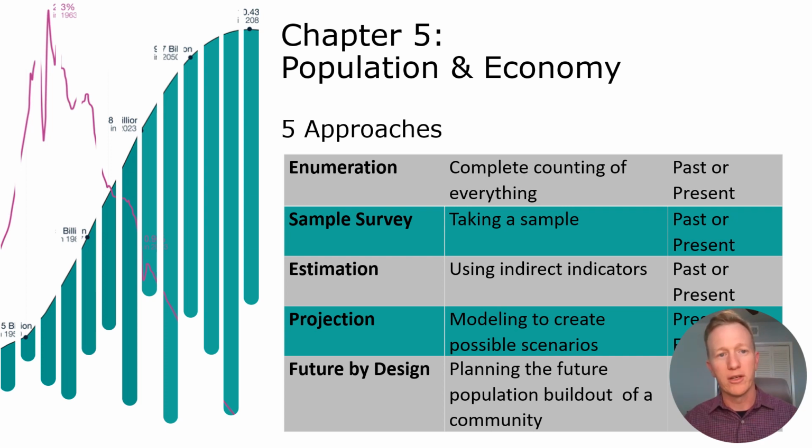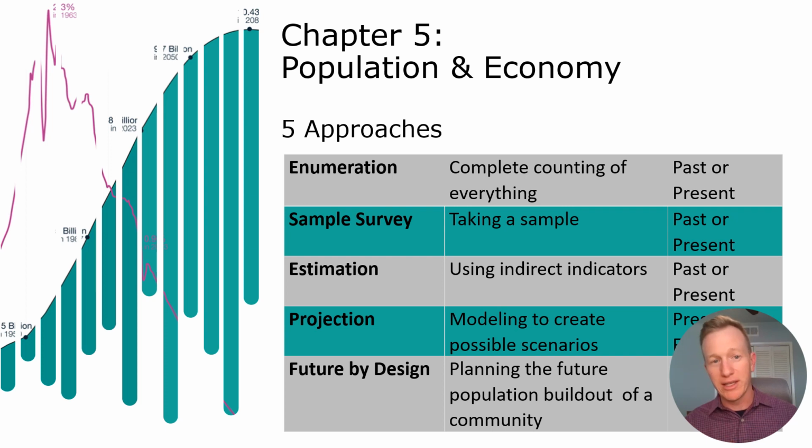That's enumeration. The second is more of a sample survey. This is when you have a survey population, but the population is very big, so you just take a sampling of that in order to determine the larger number. This is what most survey work is like. You can't ask every single person in the population about their opinion on a television show, so you just take a sample. Again, this is also used only for creating past or present estimates.